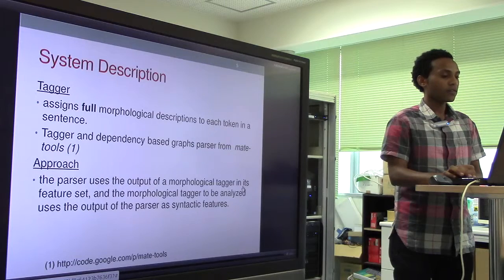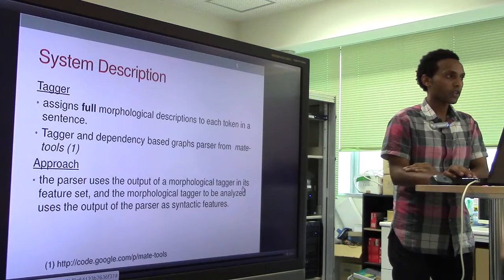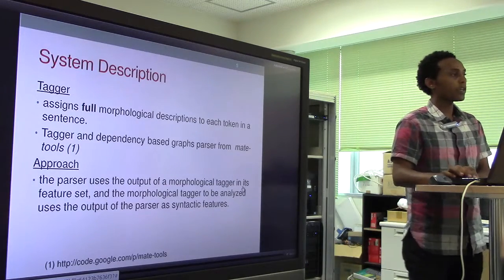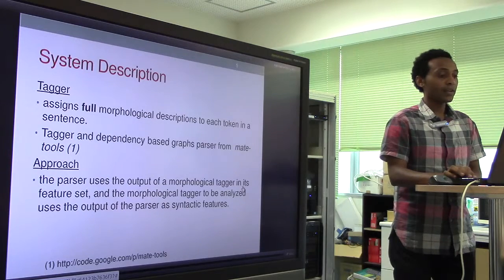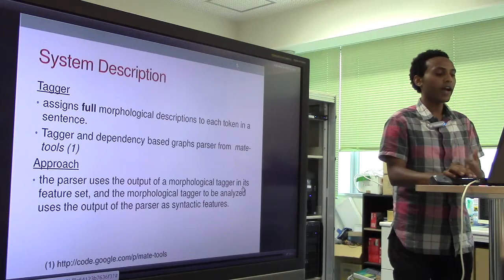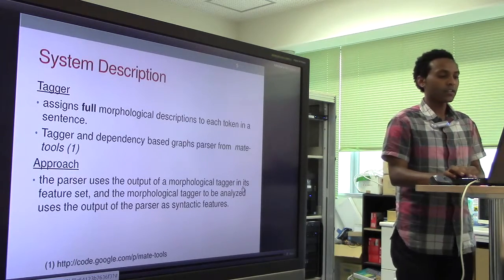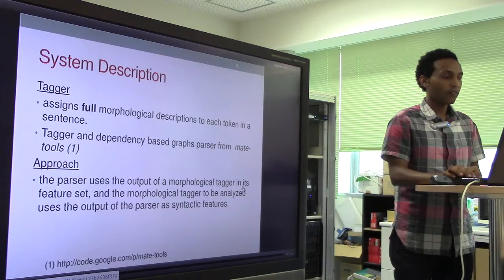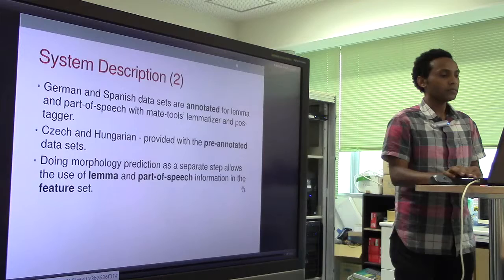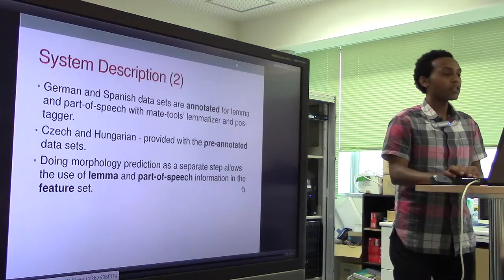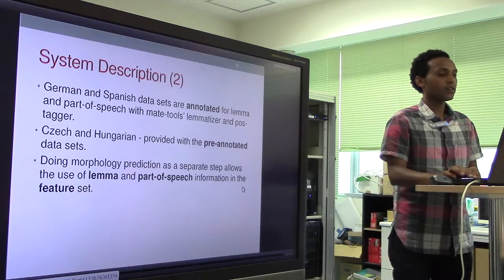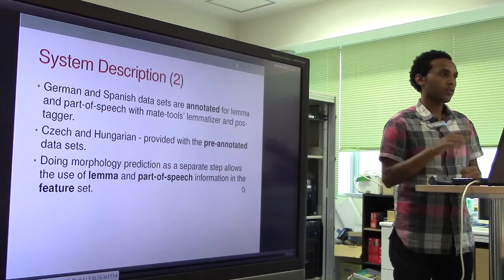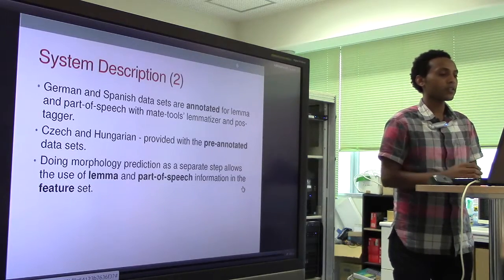The approach, as I have said, is that the parser uses the output of a morphological tagger in its feature set, and on the other hand, the morphological tagger, which they were analyzing, uses the output of the parser as syntactic features. So the syntactic features are added as features for predicting the morphological behavior of the sentences. For the German and Spanish data sets, they annotated lemma and part of speech tag on the first pass of the algorithm. There are 2 passes, as we will see later.